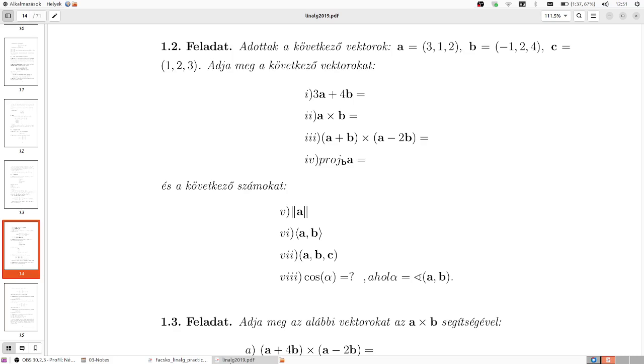Scalar multiplication is nothing more than 0 plus 1, plus 2 times 2, minus 1 times 3, that's 4 minus 3, it's 1, so the result will be -7.